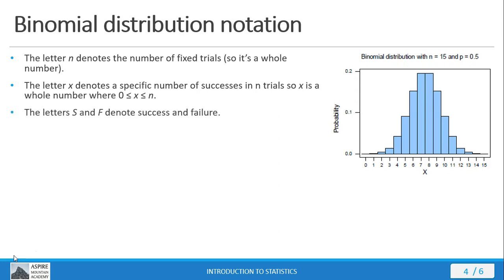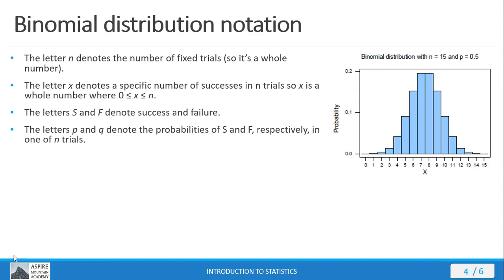Capital letters S and F will denote success and failure. The lowercase letters p and q will denote the probabilities of success and failure, respectively, in any one of our n trials. And because this is a binomial distribution, one of those requirements is that the probability of success has to be the same for each trial. It then follows that the probability of failure has to be the same for each of those trials. So everything's either a success or a failure, so those probabilities have to add up to 1, because there's no other option. You're one or the other.